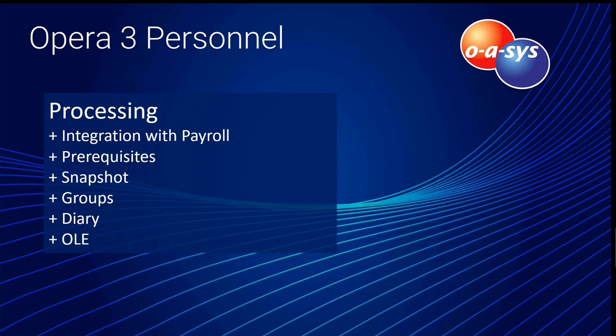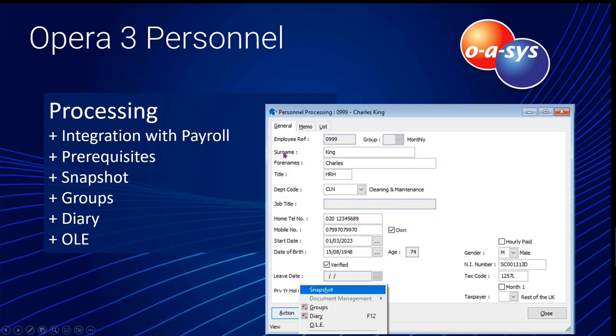So after this now, we'll get hopefully a bit more exciting. We'll be looking at a bit more of the processing area, setting up an employee, looking at the areas within that, why we use them, and so on. We'll be looking at the action button mostly through this. And to start with, the action button has the snapshot groups, diary, OLE stuff, which we'll be looking at very briefly, and just see how we start processing within the system.